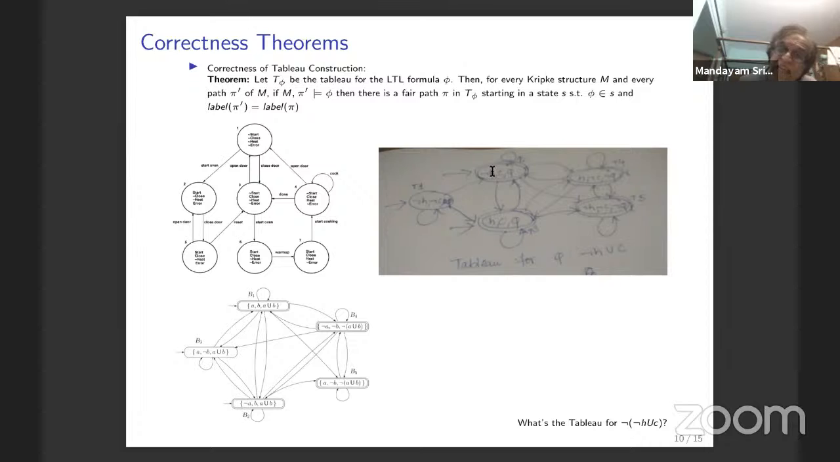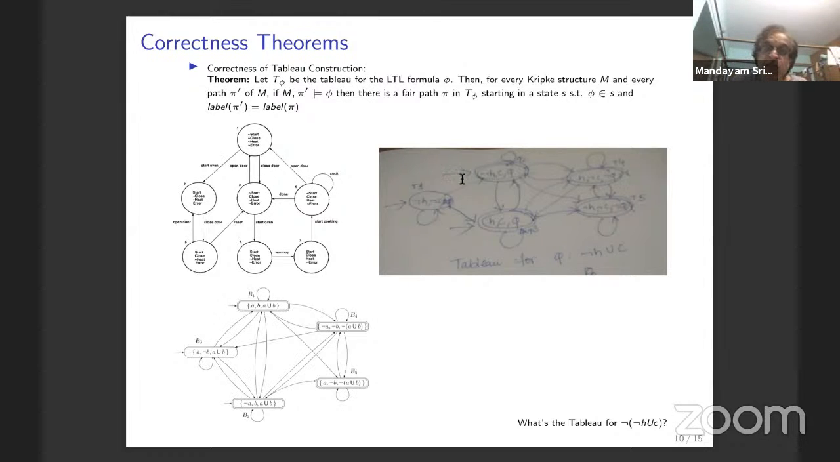But as you can see, the tableau is kind of maximal. It includes all the elementary states, and it includes all the transitions. Therefore, it is quite simple. I don't know if you can see it or not, I have a dotted arrow here in T4 and T5. So the tableau for the negation of this thing is very simple.